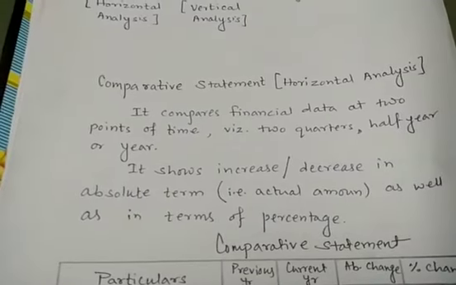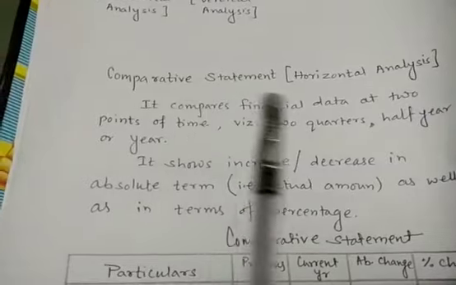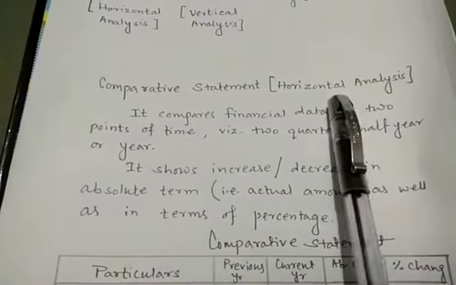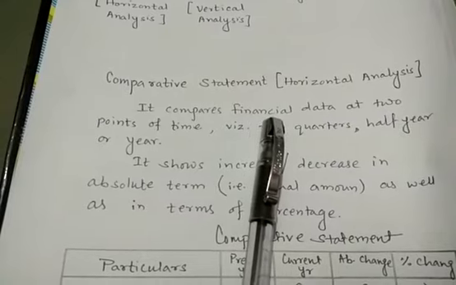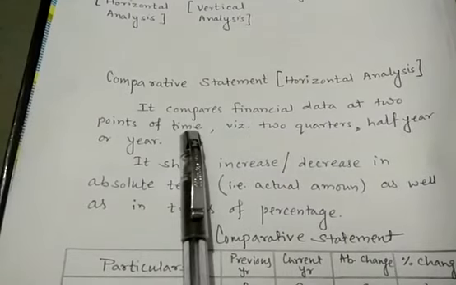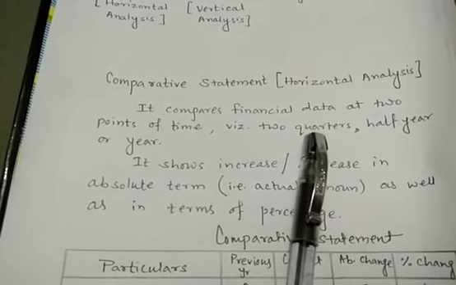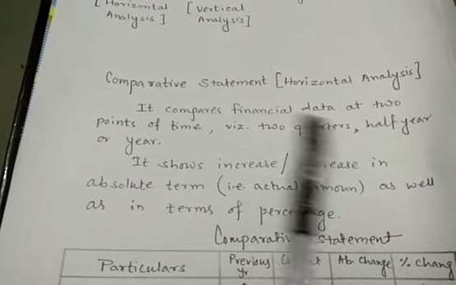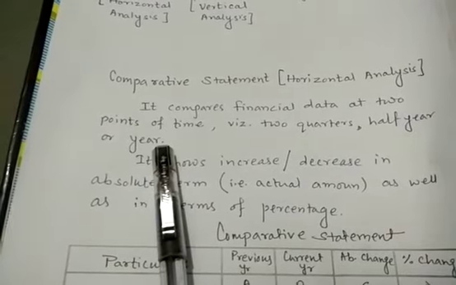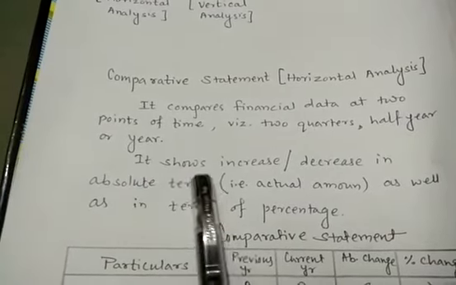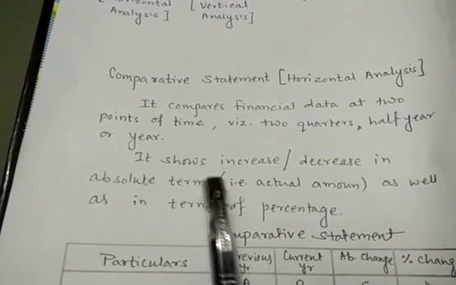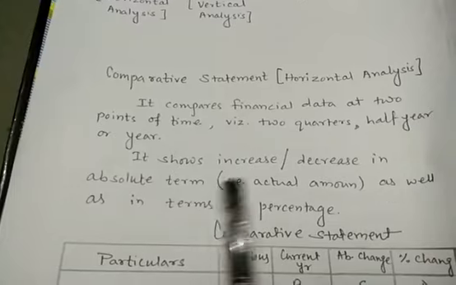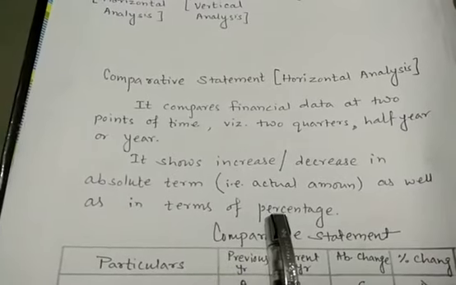Let's start with comparative statement. It is also called horizontal analysis. The comparative statement compares the financial data at any two points of time. The two points of time may be quarters, half years, or normally annual. It shows either increase or decrease, that is change, in absolute terms, that is in terms of money amount, as well as in terms of percentage.